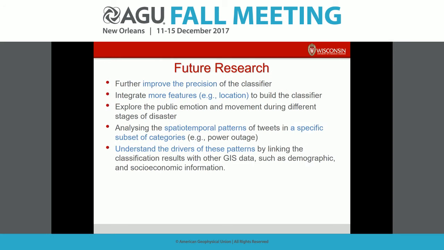As future research, there are many potential directions. The first one I would like to focus on recently is to improve the performance of the classification by integrating features more than just the text, such as the location where the tweets are posted from, and also further explore the emotion and the movement pattern of the users who contribute the messages of situation awareness during different disaster stages. I'm also quite interested to analyze the spatial patterns of social media in different subsets of categories, such as evacuation, power outage, and also link with other GIS data to understand the reasons or drivers behind those spatial temporal patterns.